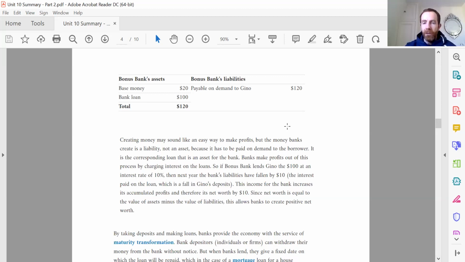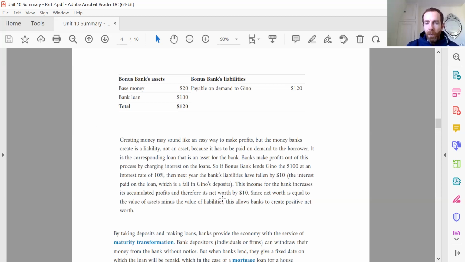Because that money they've created, as you can see here, the money that banks create, it's a liability because Gino can come in at any point and ask for that $100. And at that point, the bank has to actually provide some base money, some physical cash. And so that's why it's a liability, because they could actually have to pay out that physical cash. And they don't have all of that physical cash, right? In terms of base money, they actually only have $20, based on this simple example. So where would they get the actual base money they need? Well, that's something we'll come back to in a little bit.